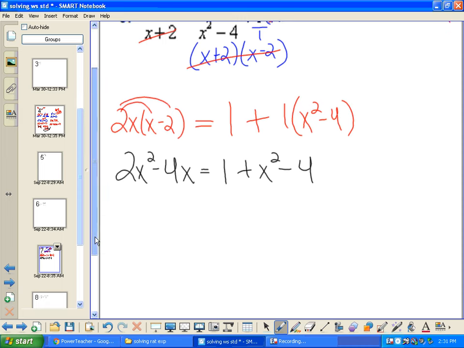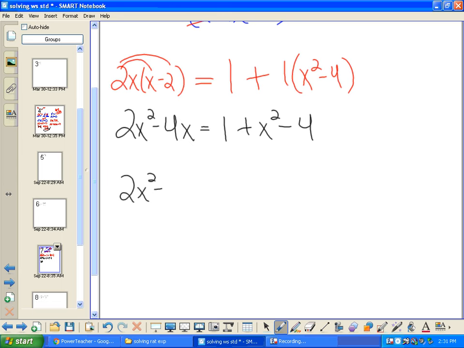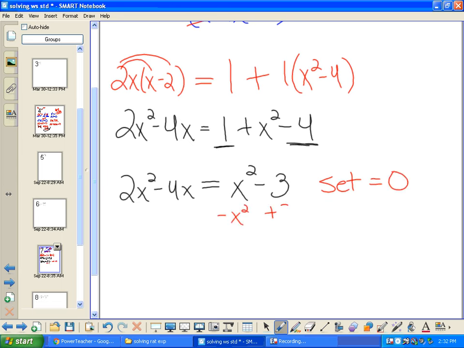Combine like terms. Nothing over here, but 1 and negative 4 over here. So x squared minus 3. Now, set equal to 0. So subtract and add. Subtract and add 3. That'll leave me 2x squared minus x squared, just an x squared, minus 4x plus 3. That goes to 0.